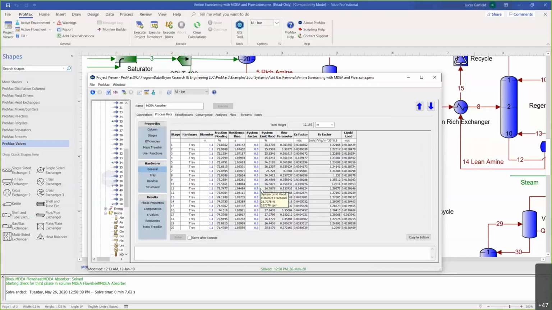There's a question, does ProMax adjust the solubility of gases in DEPG when the amount of heavy components and water is building up in the physical solvent? Yes. So the solubilities should still be correct even as those heavy components accumulate. Definitely.